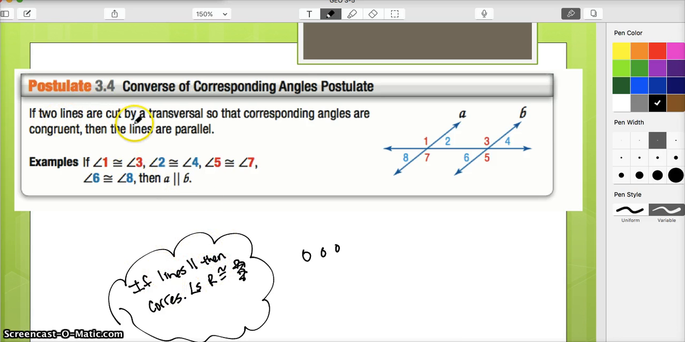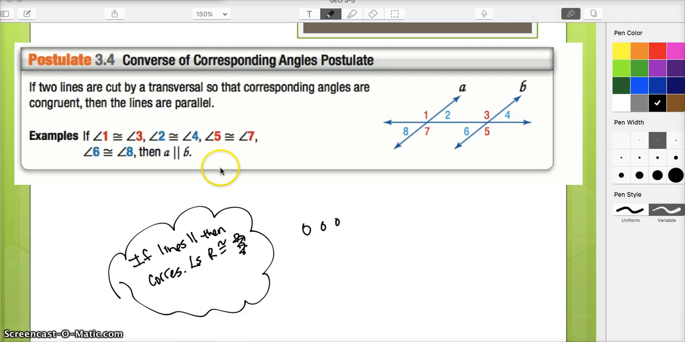So now, if two lines are cut by a transversal so that the corresponding angles are congruent, then those lines are parallel. Remember, we started off with parallel lines cut by transversals. Now we're starting off with just random lines cut by a transversal, but we know that the corresponding angles are congruent. Then the lines are therefore parallel. So this is one way of proving lines parallel. Well, I should say a tool for showing that lines are parallel. Realize that this is a postulate. This is something we're holding on to as fact. We're not going to prove it.